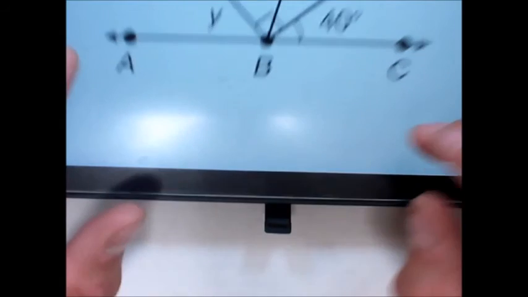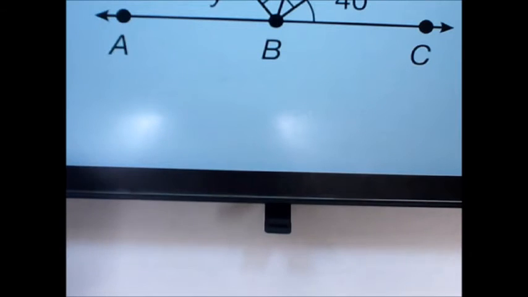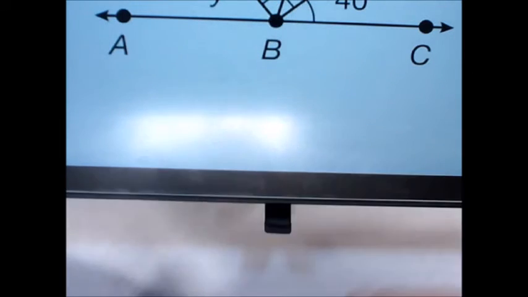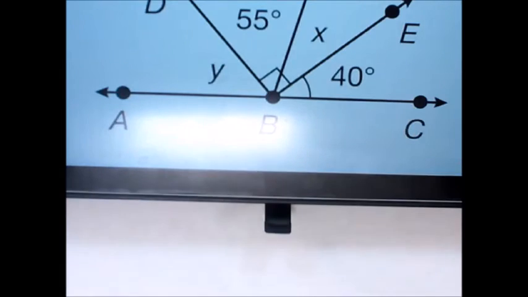Example 2 starts with this crazy picture. It says find the measures of x and y. Okay, notice the box first of all. The box, it's in your book. The box is 90 degrees.